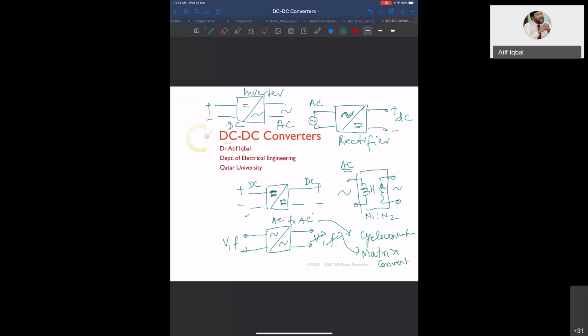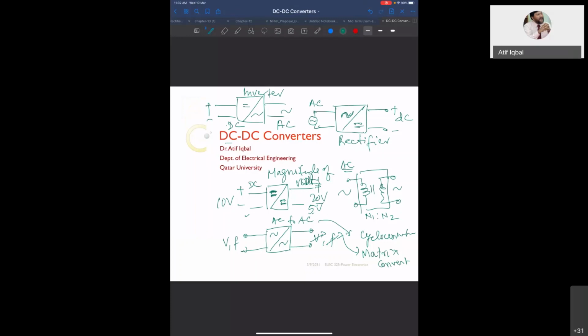Okay. So if you have a DC, you have only one parameter that you need to control. That is the magnitude of the voltage. Suppose you have 10 volts here and you want 20 volts here. We use a boost converter to increase the voltage. If you have, for example, 10 volts and you want 5 volts, we need a buck converter. That is the converter that reduces the voltage.